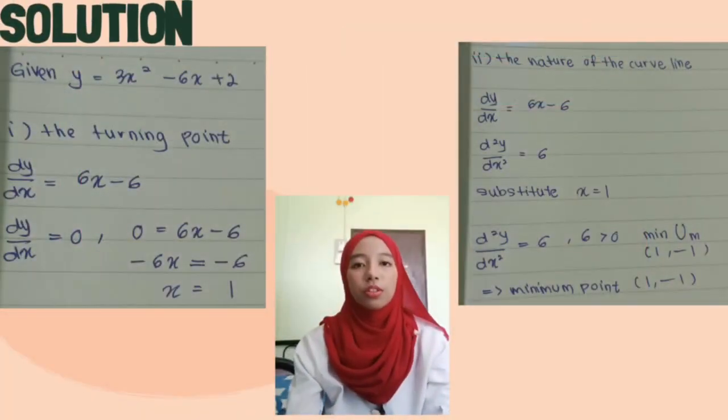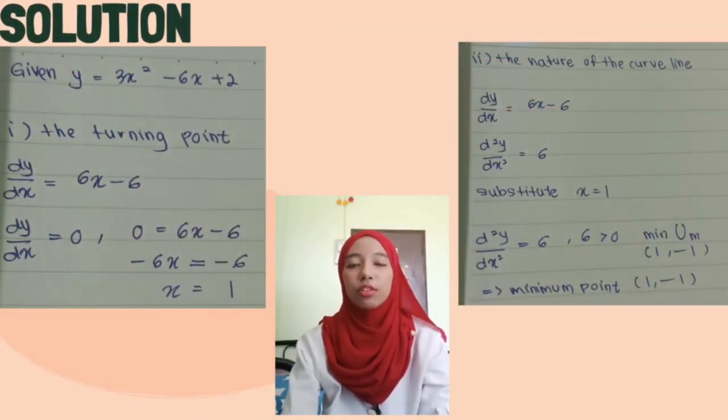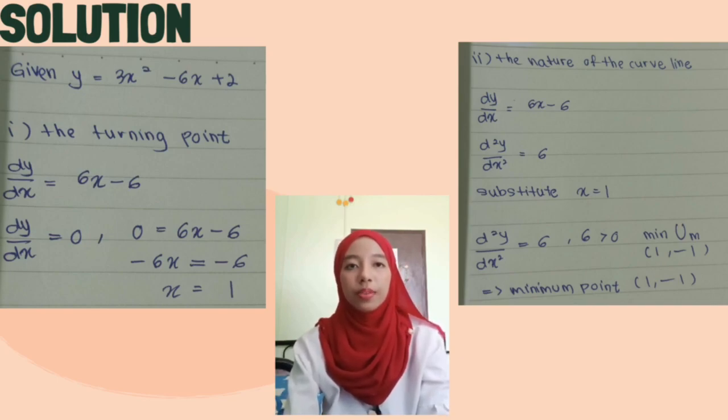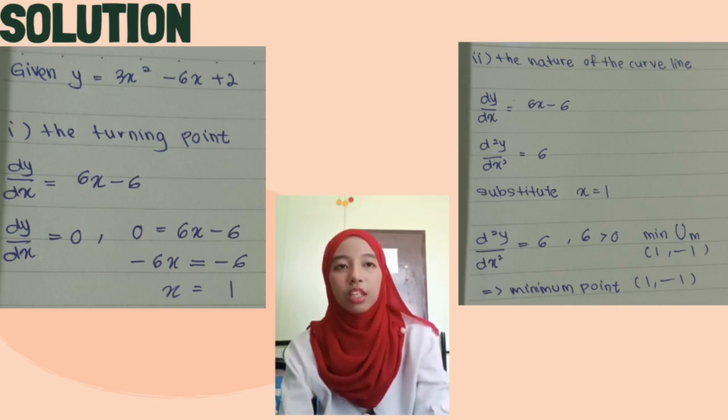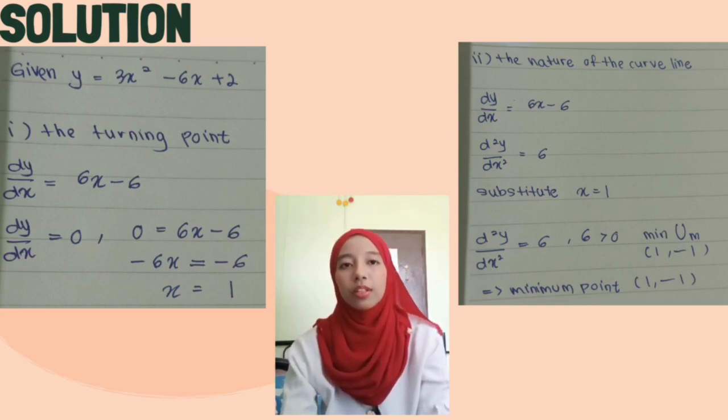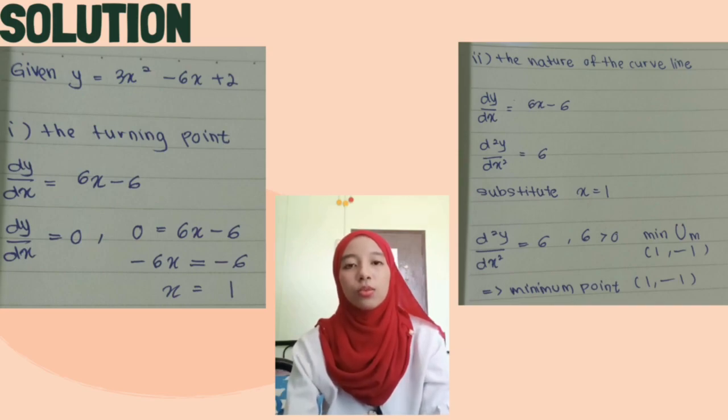So the solution for question 1 is we have to differentiate the y. It will become 6x minus 6. When dy over dx is equal to 0, the new equation will be 0 equal 3x squared plus 4x minus 7. Using the algebra method, x equal to 1.